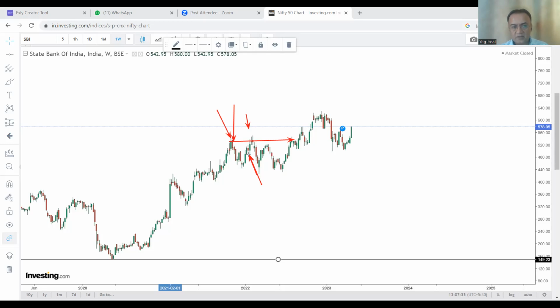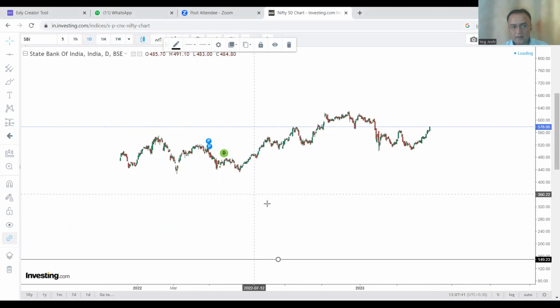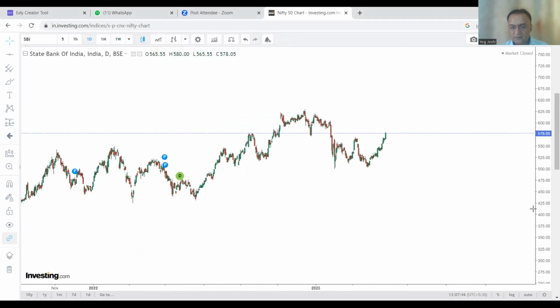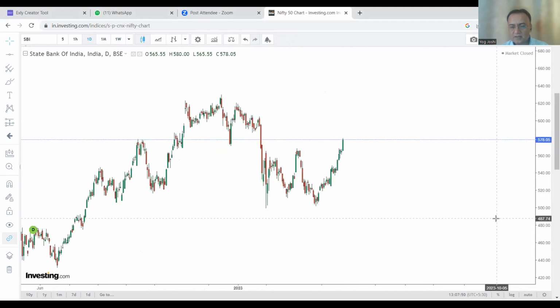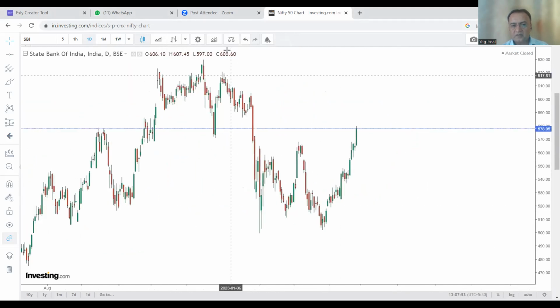So this is the SBI daily chart. Now we are looking at SBI on the daily chart; earlier it was weekly. Once again, support and resistance. A classic example of support and resistance in SBI. See, this is the clear-cut support area. This is the clear-cut support, or the demand zone. This is the clear-cut demand zone.